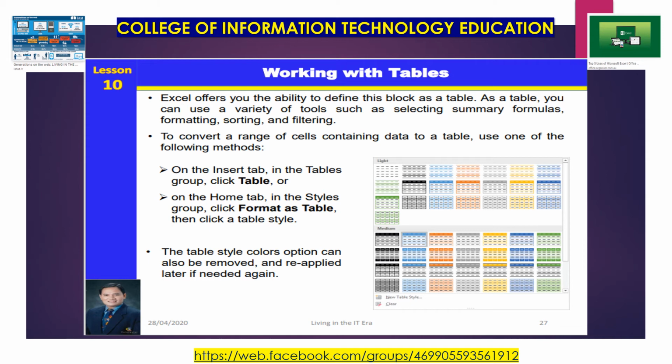Working with tables. Excel offers you the ability to define this block as a table. As a table, you can use a variety of tools such as selecting summary formulas, formatting, sorting, and filtering. To convert a range of cells containing data to a table, use one of the following methods. On the Insert tab in the Tables group, click Table, or on the Home tab in the Styles group, click Format as Table, then click a Table Style. The Table Style Colors option can be removed and reapplied later if needed again.